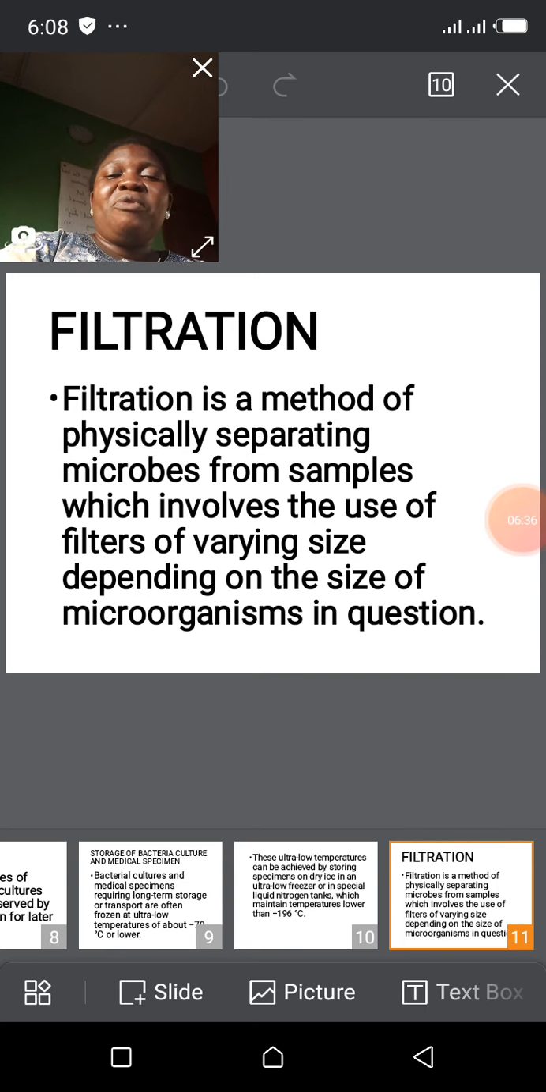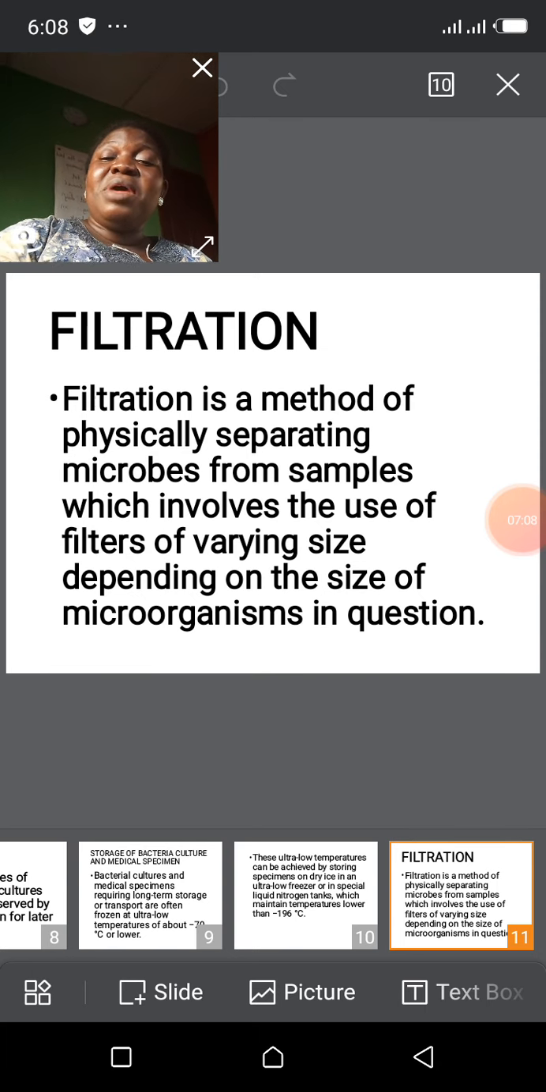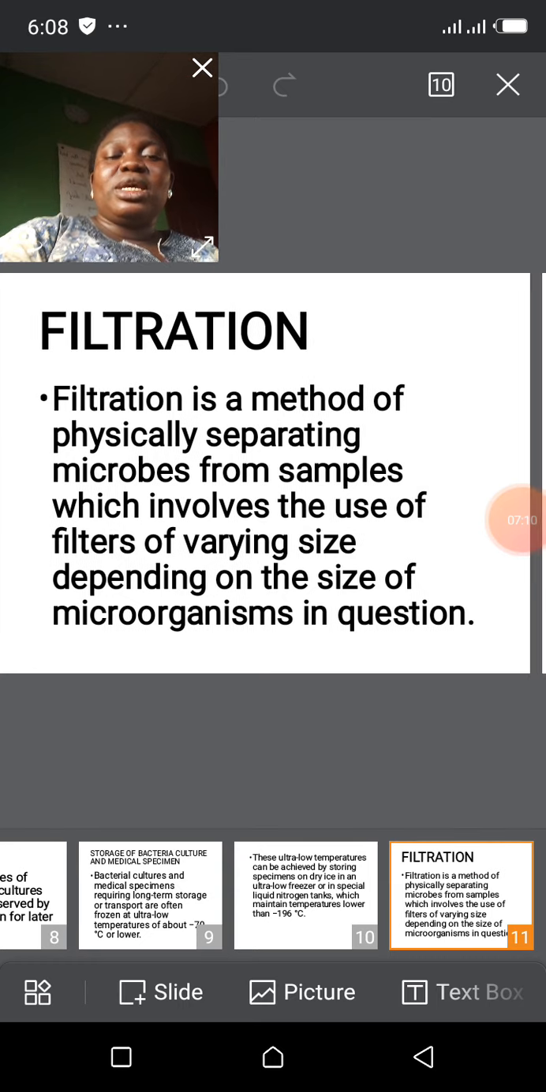Now, we are moving to filtration as a physical method of controlling harmful microorganisms. What is filtration? Filtration is a method of physically separating microbes from samples, and it involves the use of filters of varying sizes depending on the size of the microorganism that you want to remove from the substance.